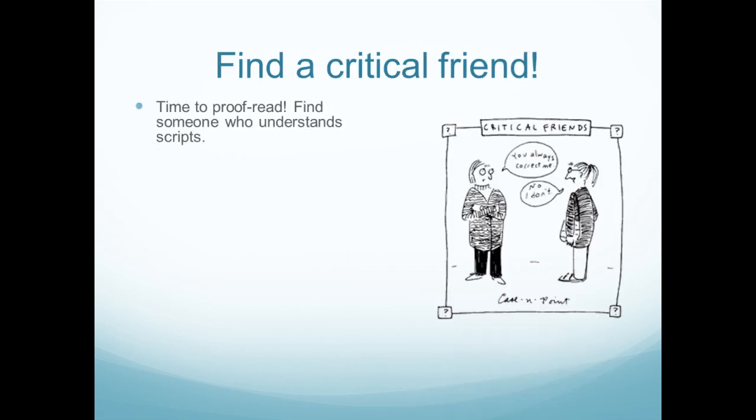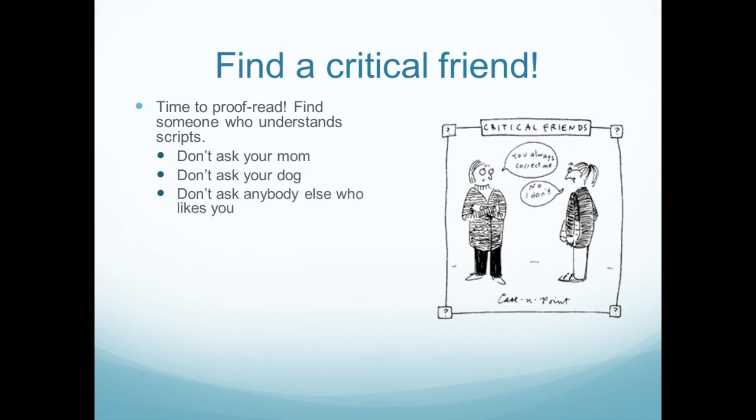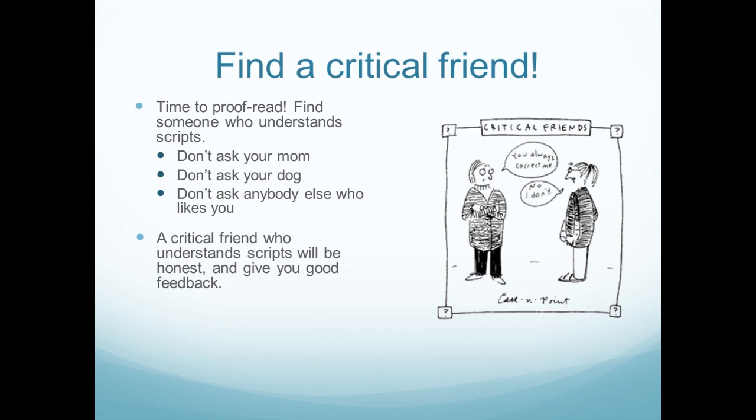It's also important to find a critical friend. So this is somebody who can understand your script. You shouldn't ask your mom for this. You shouldn't ask your dog. Don't ask anybody else who likes you. You need a critical friend who understands scripts and will be honest and give you good feedback. Take their thoughts into consideration and make changes to your script. However, if there are core ideas to your script that they don't like and you disagree with them, don't be afraid to ignore them completely.